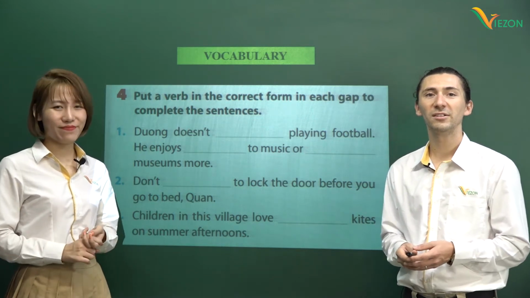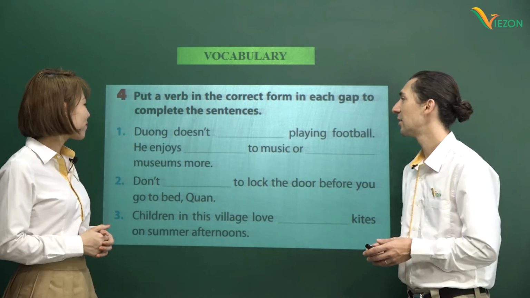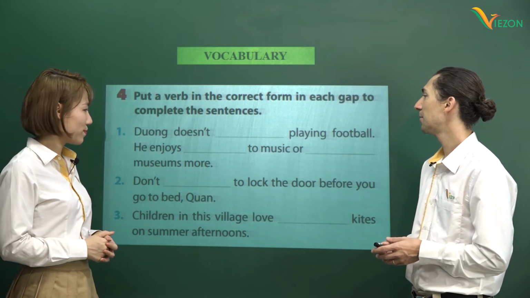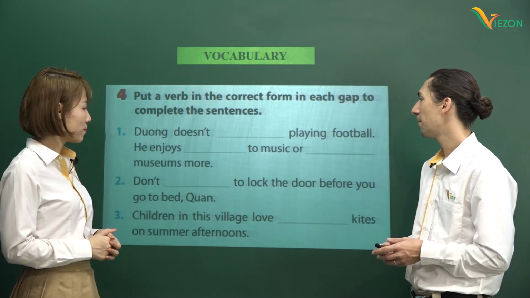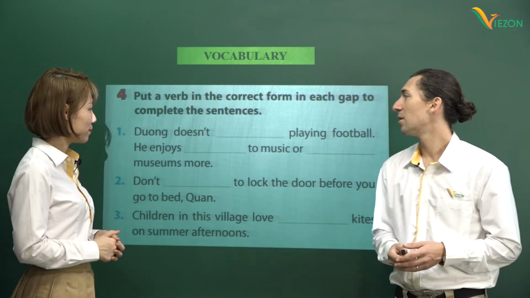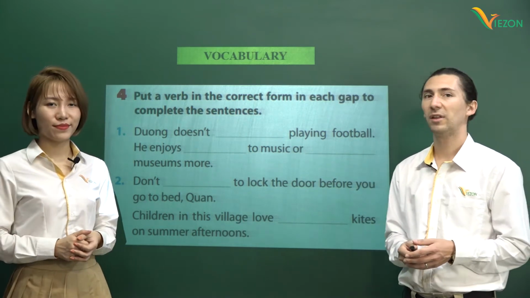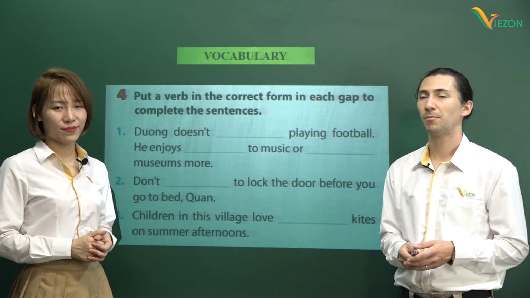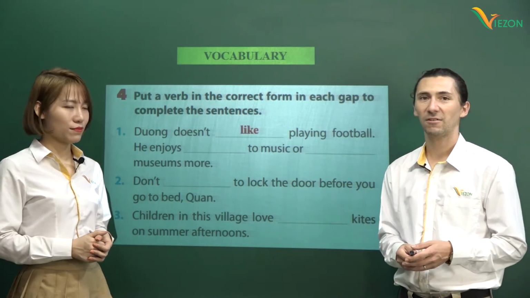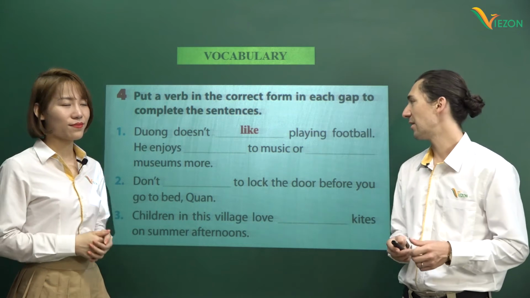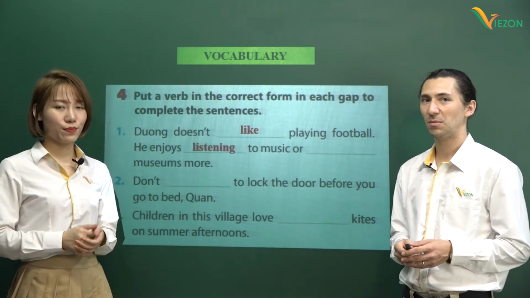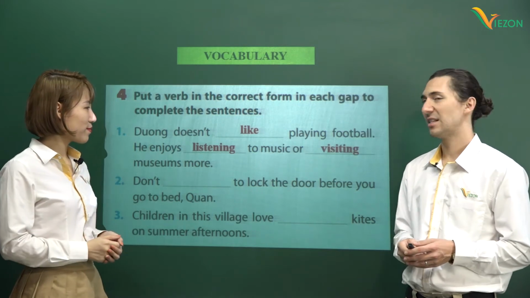Teacher Manny. All right, let's look at number 1. Number 1 says, Zhuang doesn't playing football. He enjoys to music or museums more. All right. So what do you think? What are the correct verbs we can use for this sentence? If you said like for the first one, you are correct. And the second missing word, we've got listening to music and visiting museums.